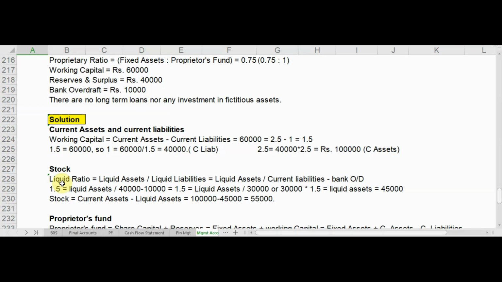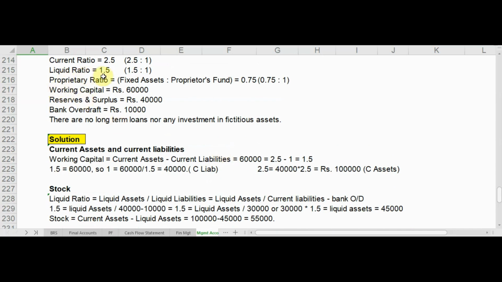We have liquid ratio equals liquid assets divided by liquid liabilities. Liquid assets means current assets minus stock, and liquid liabilities means current liabilities minus bank overdraft. So liquid assets divided by liquid liabilities equals 1.5. It is given liquid ratio equals 1.5.